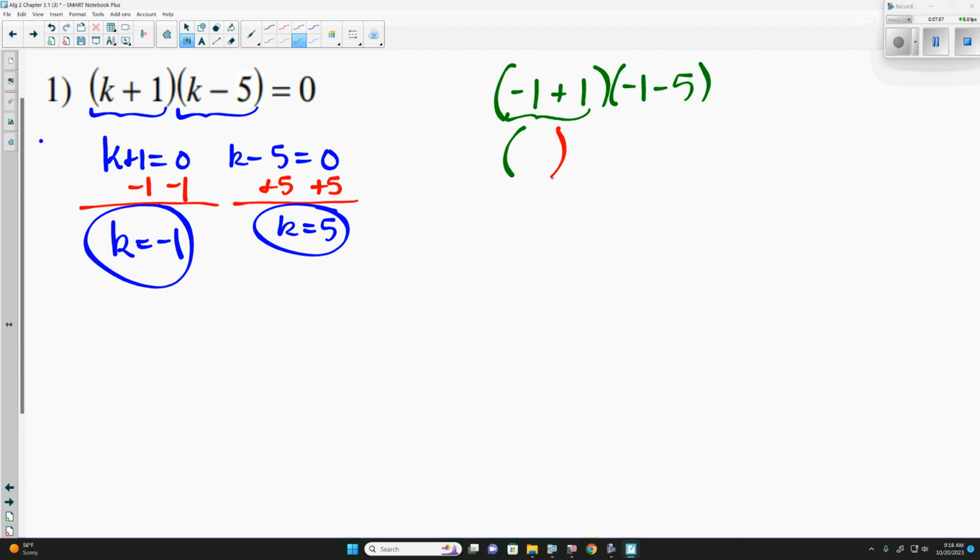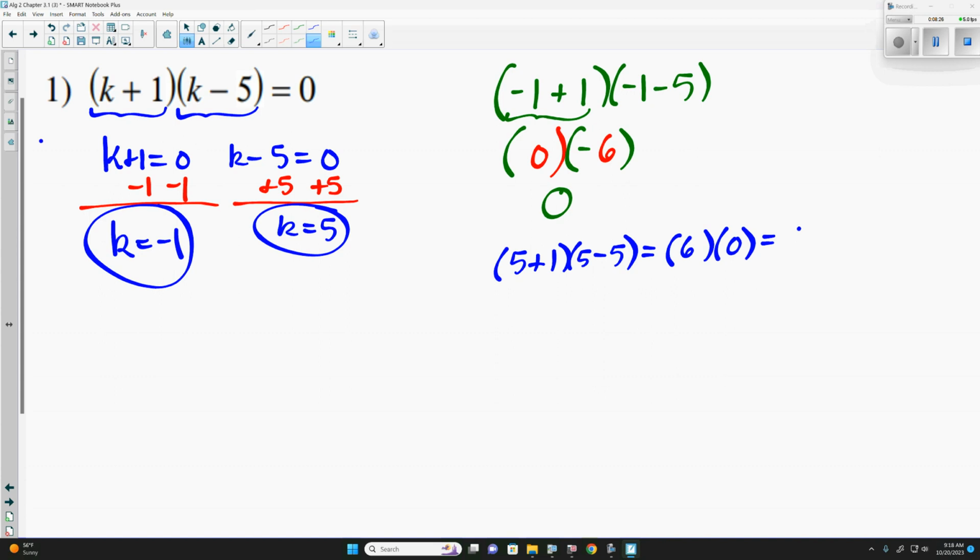Well, our first expression, -1 plus 1 is 0. -1 minus 5 is -6. Well, 0 times -6 is 0. It works. We could check it with 5 also, because I could say 5 plus 1 times 5 minus 5. Well, our 5 plus 1 is 6. 5 minus 5 also gives us 0.